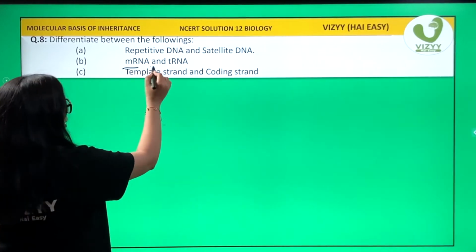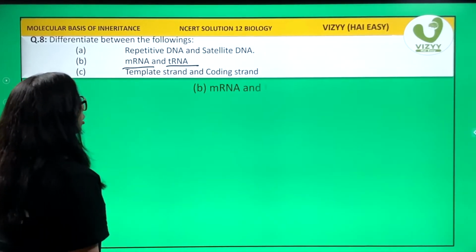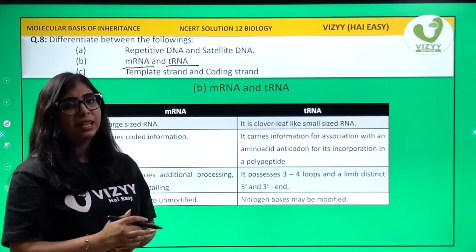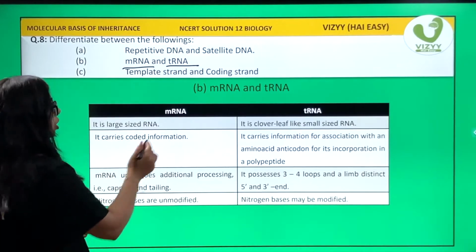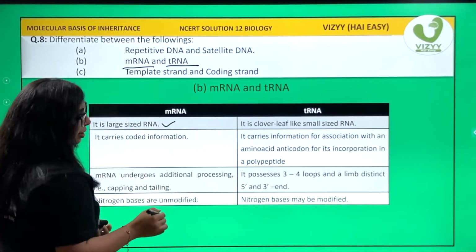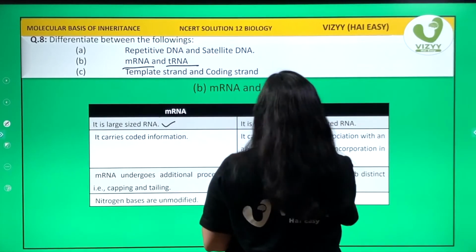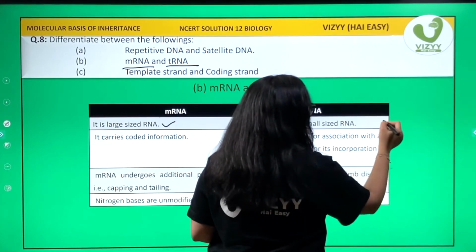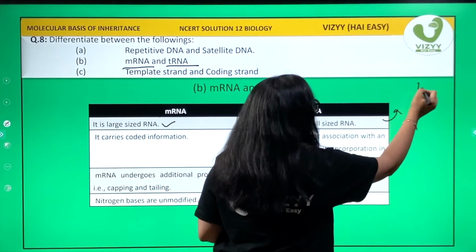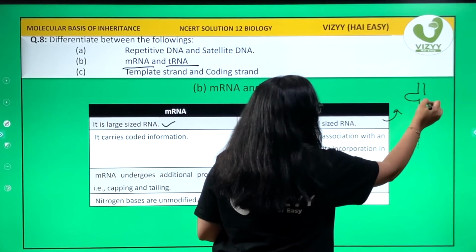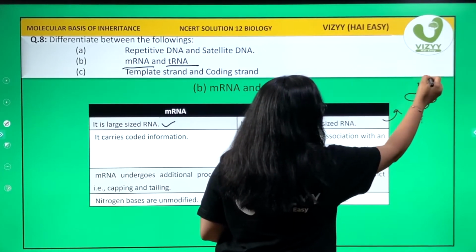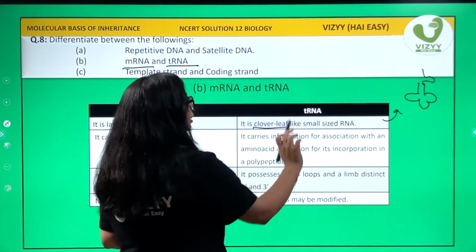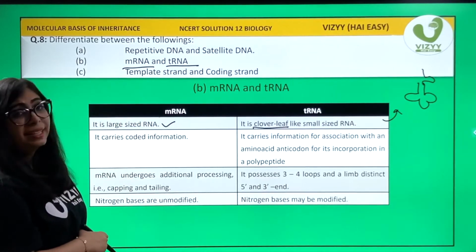Difference 2 is between mRNA and tRNA. Now, mRNA stands for messenger RNA. tRNA stands for transfer RNA. So, mRNA is large in size, whereas tRNA is a clover leaf-like small sized RNA. Okay, so tRNA will look something like this. And then there is also this. So this is how a tRNA looks. So it is what? Clover leaf like small sized RNA.